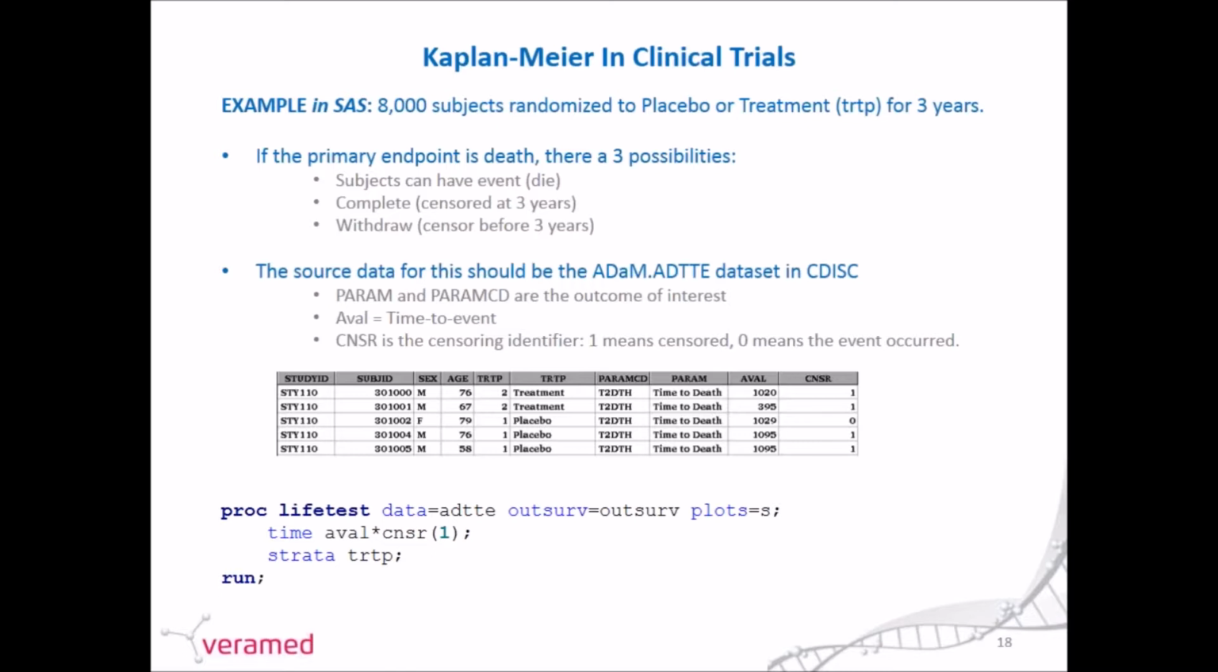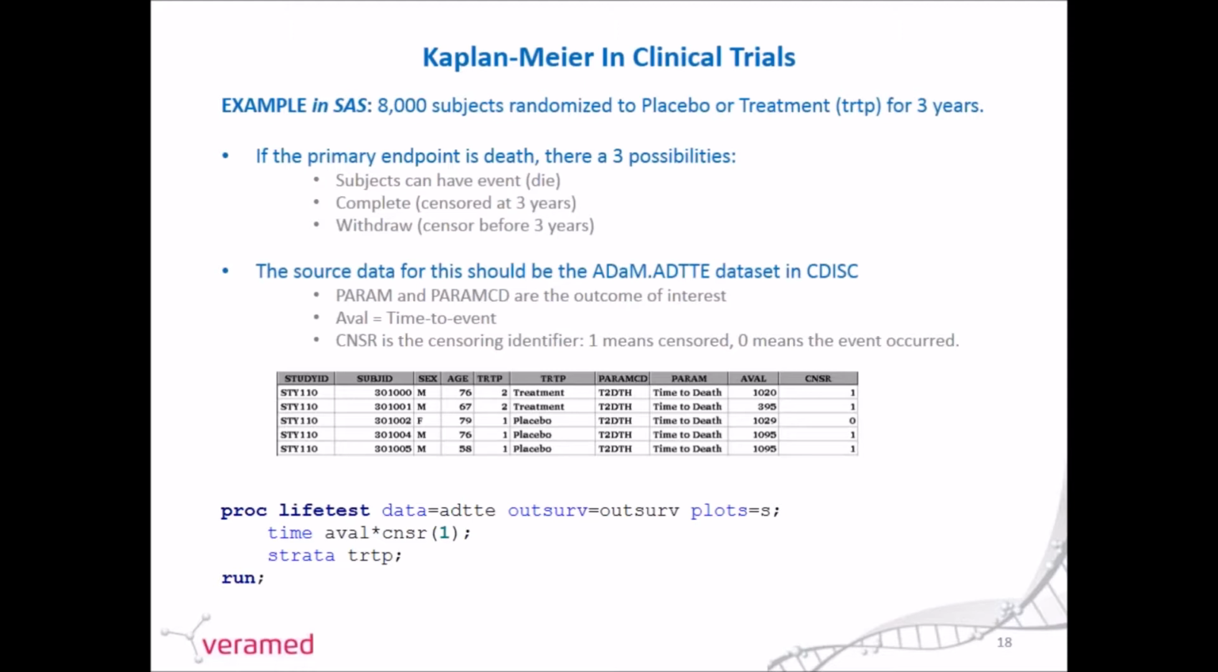So now we build it up to an example of a dummy clinical trial. We said we had 8,000 subjects either on a placebo or a treatment over the course of 3 years. And we look at the primary endpoint being death. So there's 3 possibilities of what could happen to subjects here. The subjects could either have the event, they could die within the 3 years, or they could survive for the duration of the whole study. So at the end of the 3 years, they're followed up, still alive, they'd be censored after 3 years.